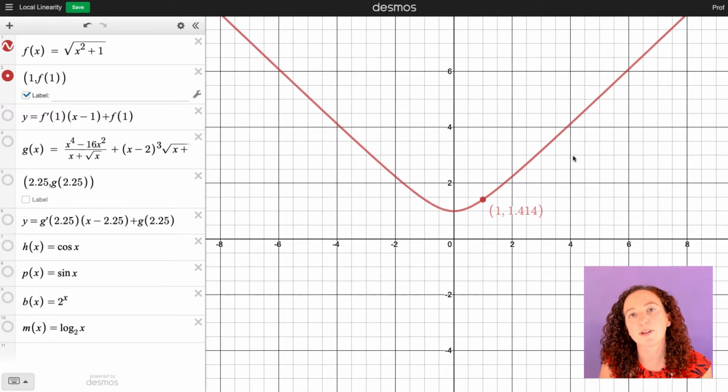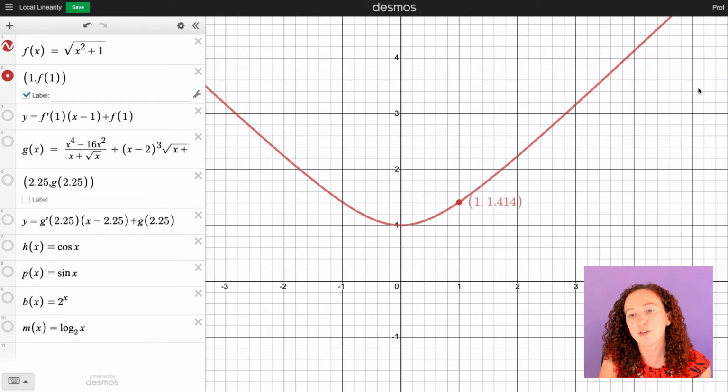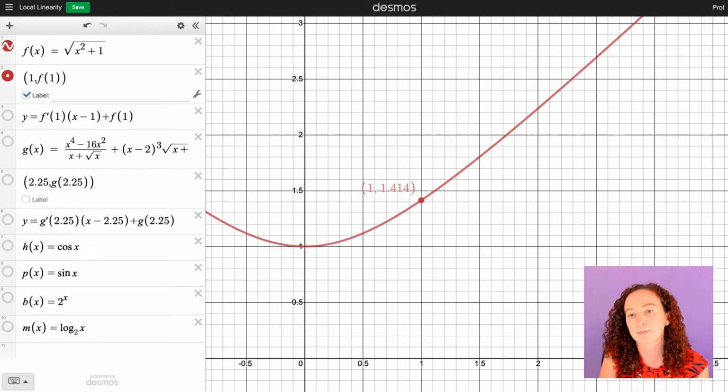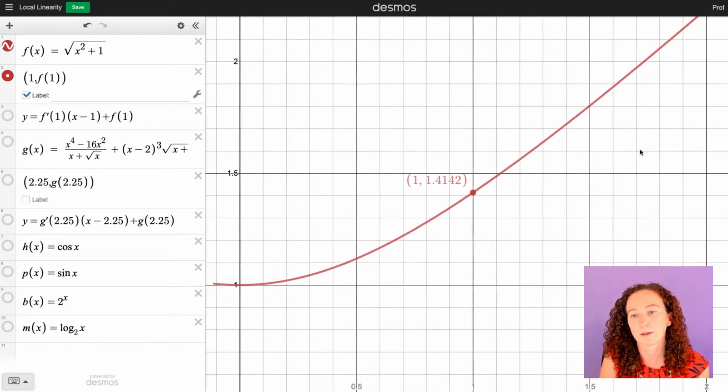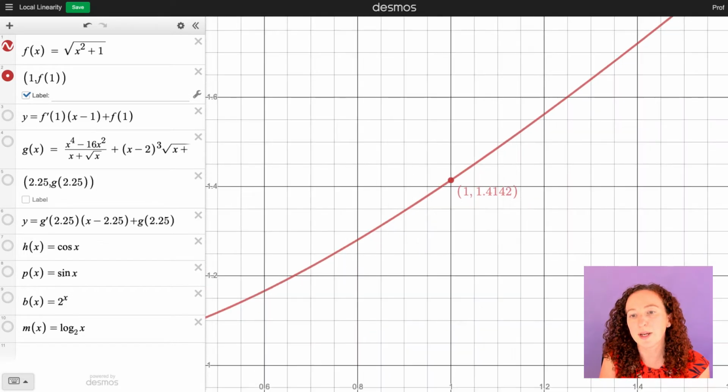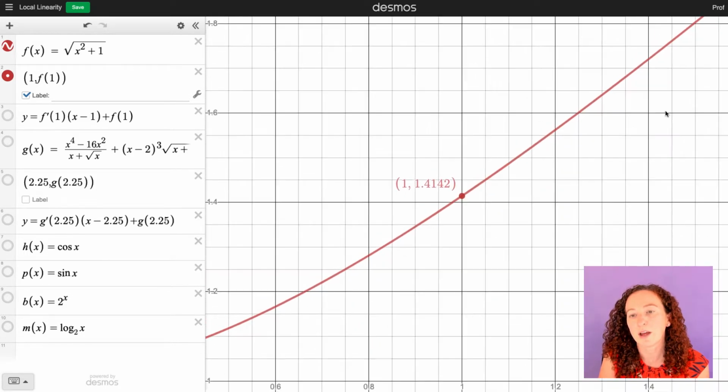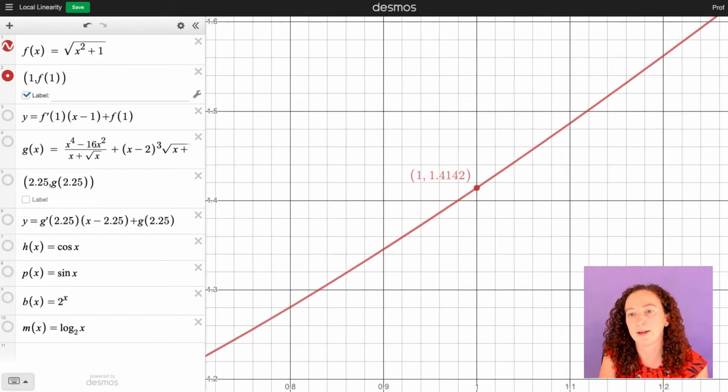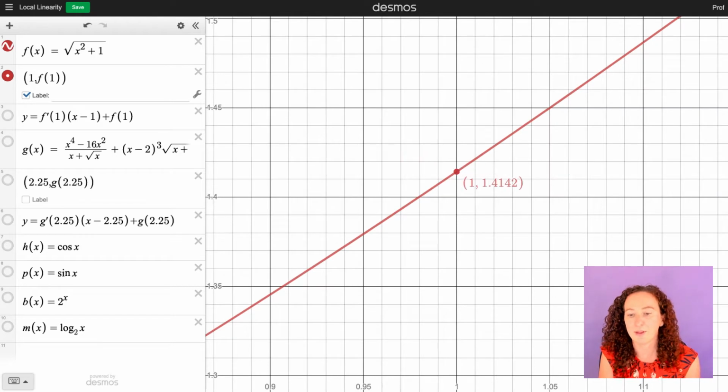And what I'm going to do in Desmos is I'm going to go ahead and zoom in, using this plus key. And every time I zoom in, I'm going to make sure that my point is at the center of my screen. And as I zoom in, notice that my function is looking more and more like a line. Now that's pretty good. What I have right here looks very much like a line.